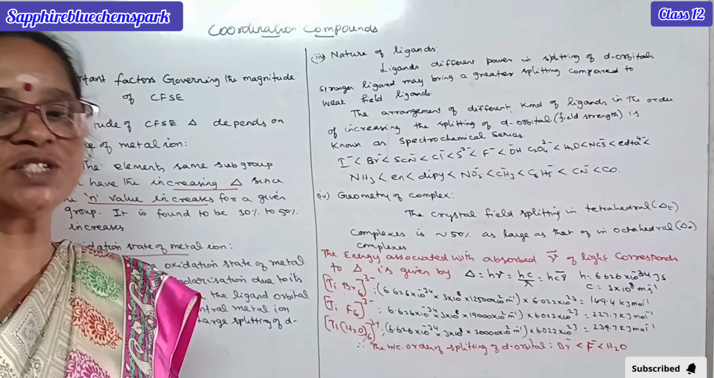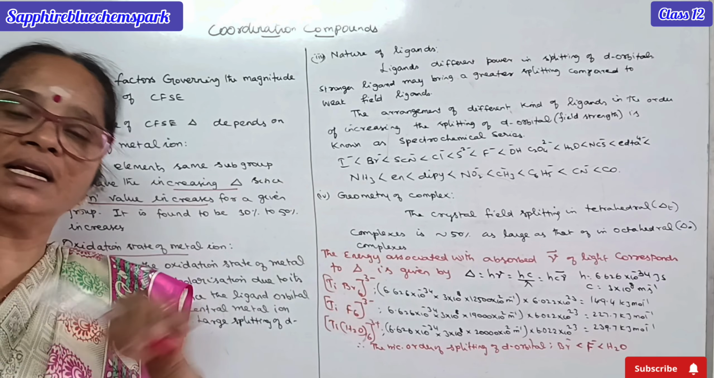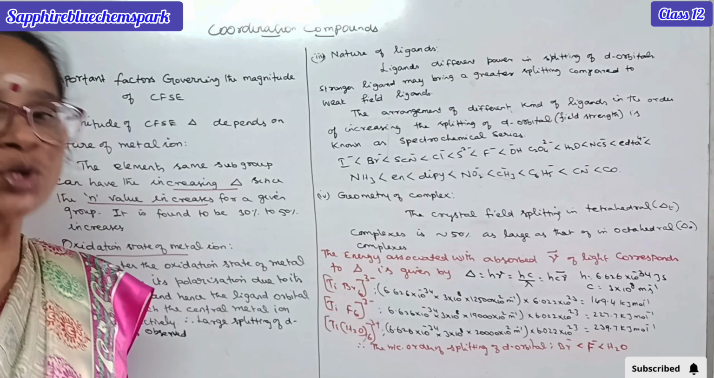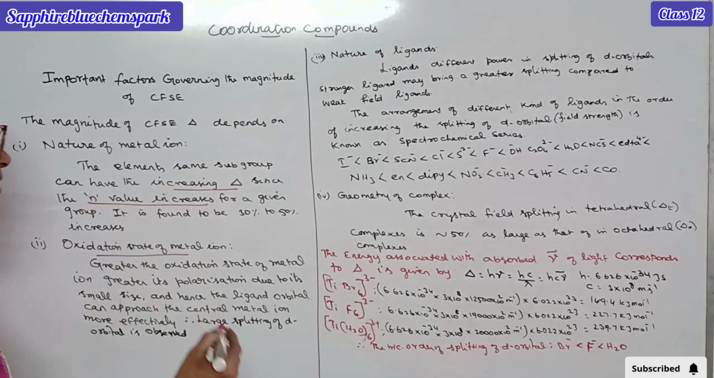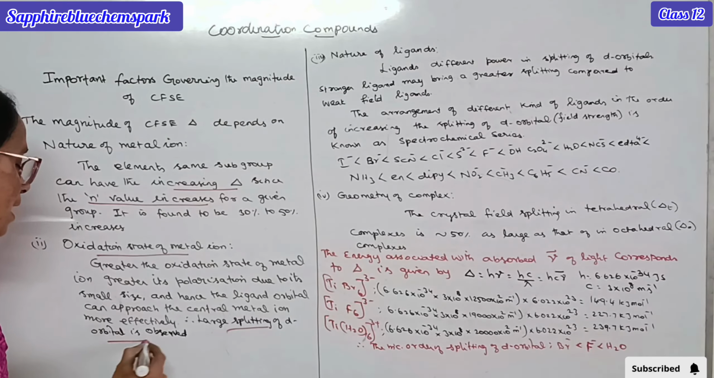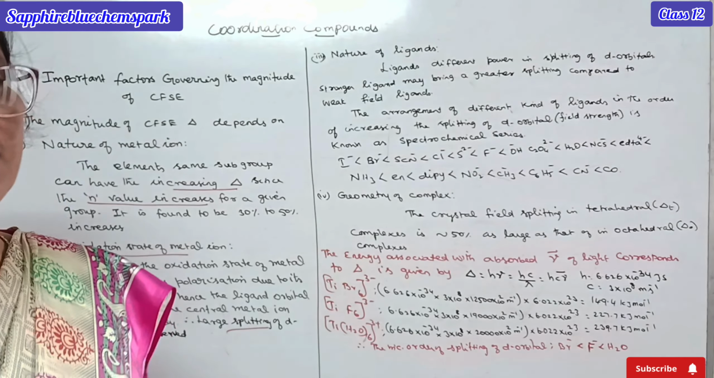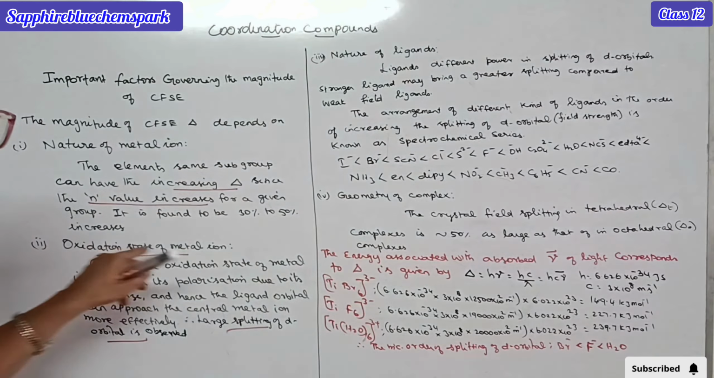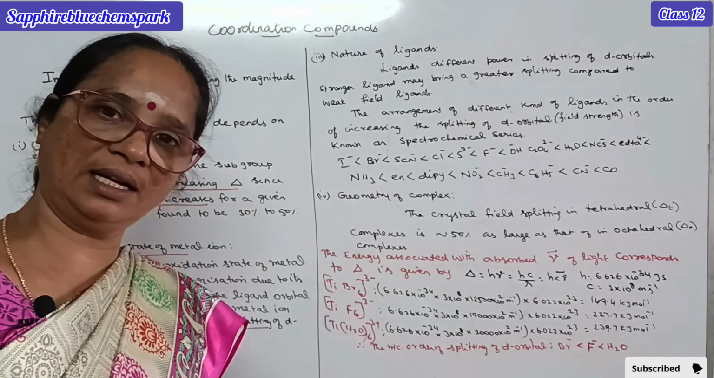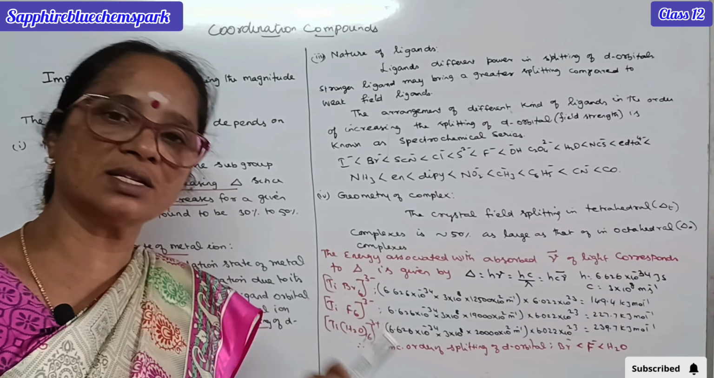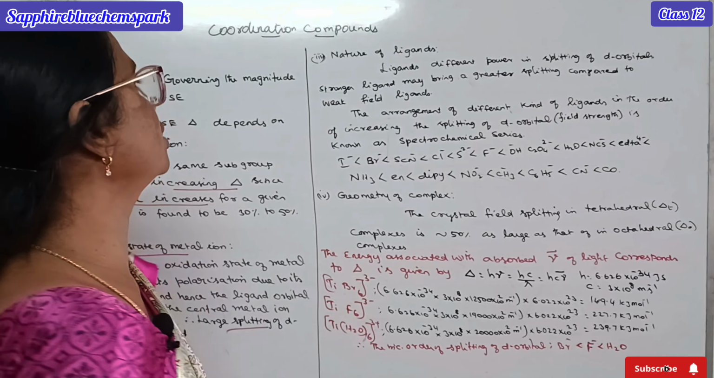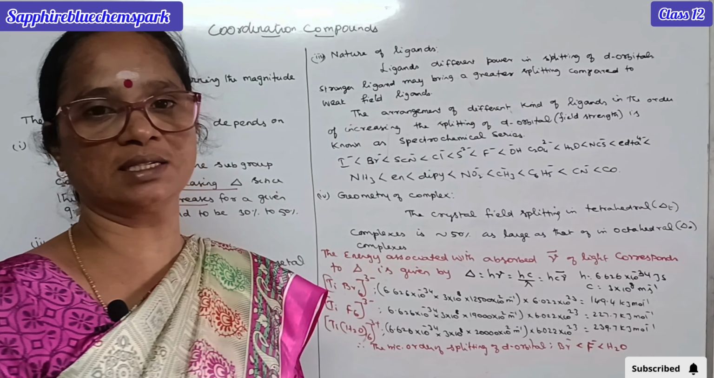Because of its more polarizing power, the ligand's orbital can approach the central metal ion more effectively, and hence a large splitting of d orbital can take place. So, when the oxidation state of the metal ion increases, the magnitude of crystal field stabilization energy also increases. The next one, nature of ligands.